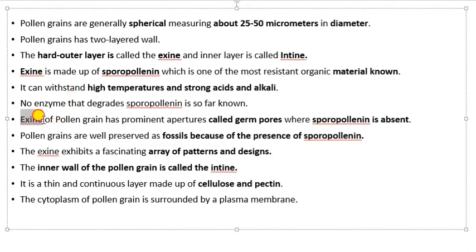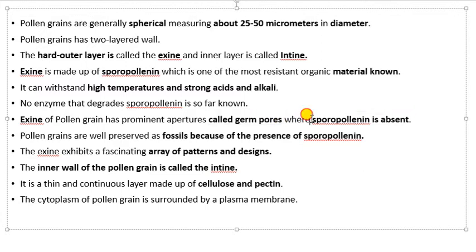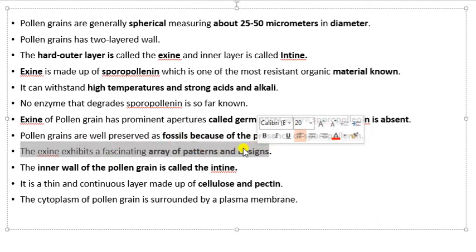Now, if you see the exine of pollen grains, there are prominent apertures in the exine where sporopollenin is absent. These are known as germ pores. It is through the germ pores that the pollen tube comes out in future during the process of germination. The exine has different patterns and designs, and because of this, pollen grains have different kinds of shapes and structures.